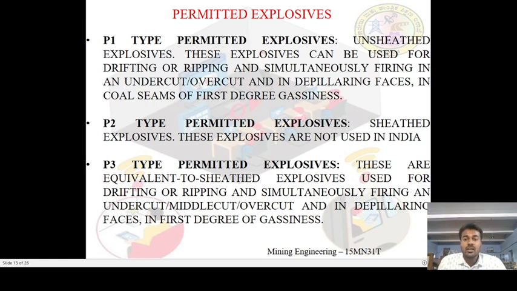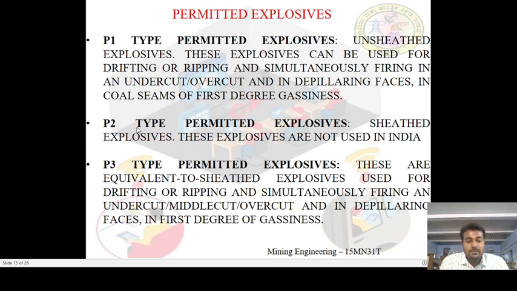Now we can see what the types of permitted explosives and their uses are. The type 1, which we call P1 permitted explosives, are unsheathed explosives. These explosives can be used for drifting or ripping and simultaneous firing in an undercut or overcut, and in depillaring phases in coal seams of first degree gassiness.